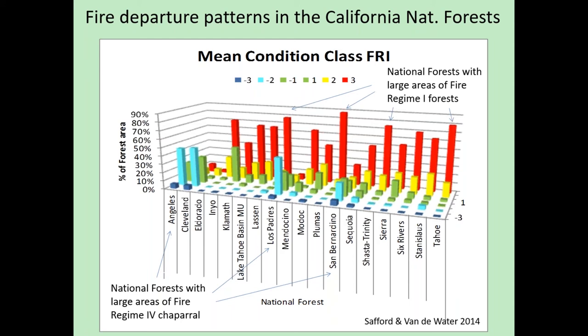You wouldn't know that reading the news, but 75% of the mixed conifer forest in California has not seen a fire in over 100 years, whereas a typical acre would probably have seen a fire every 7 to 12 years for many, many centuries.